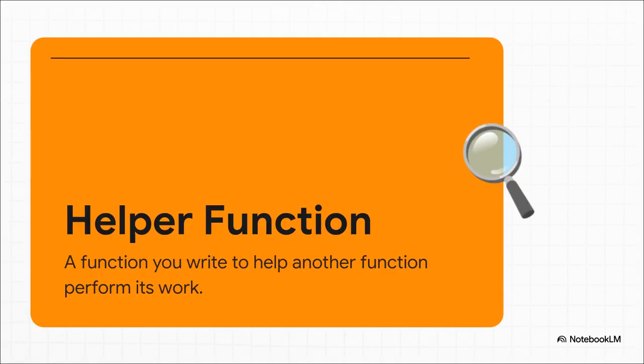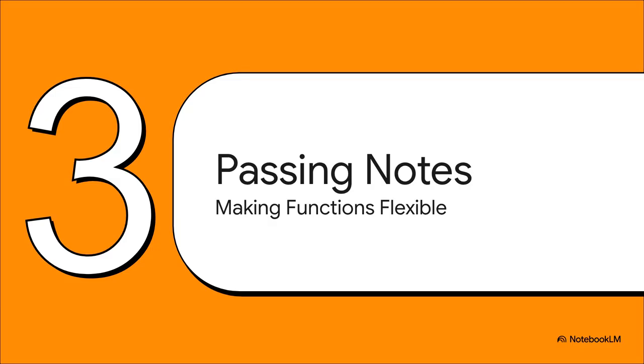And that right there is our official definition. A helper function is just a function you write to help another function do its job. In our little world here, drawStars is the helper. You can think of drawMessage as the manager and drawStars as the specialist it calls on to get a very specific task done right.